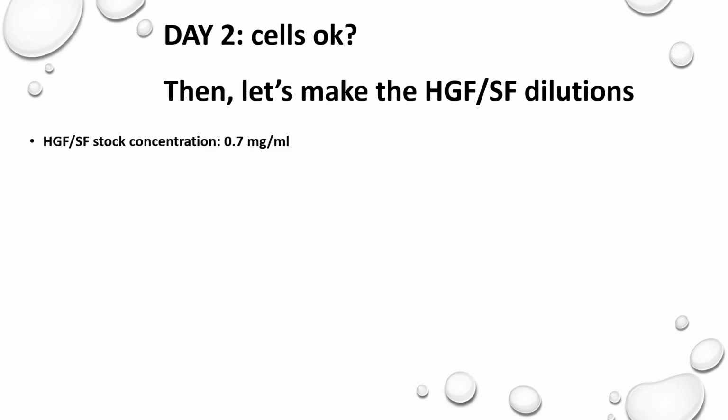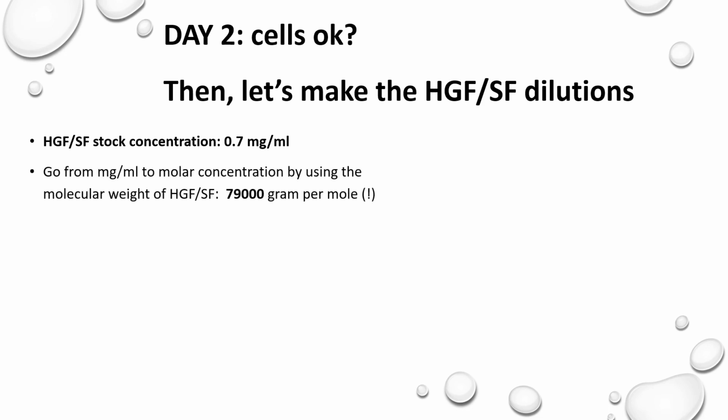The first thing we do is we take from the -80 a stock solution, and we find that written on the label it says 0.7 milligrams per ml. The concentration given in milligrams per ml is quite standard for proteins in solution. However, in our experiment we talk about molarity, and if you remember correctly, it's rather simple to go from milligrams per ml, or grams per liter, to a molarity. You simply need to divide by the molar mass.